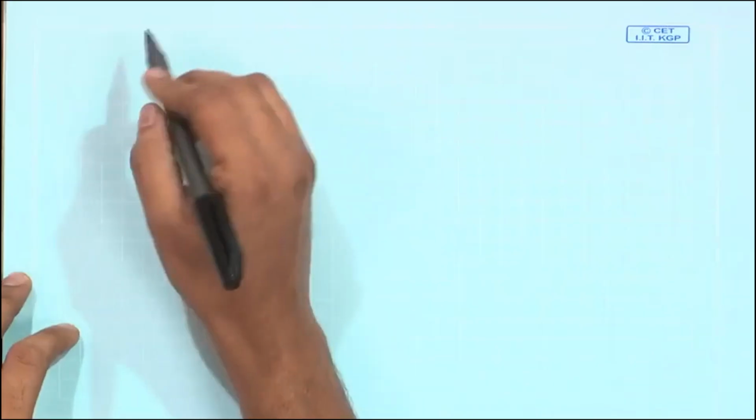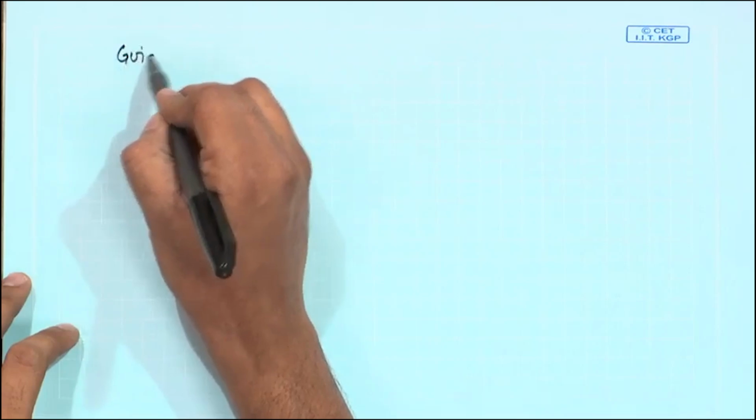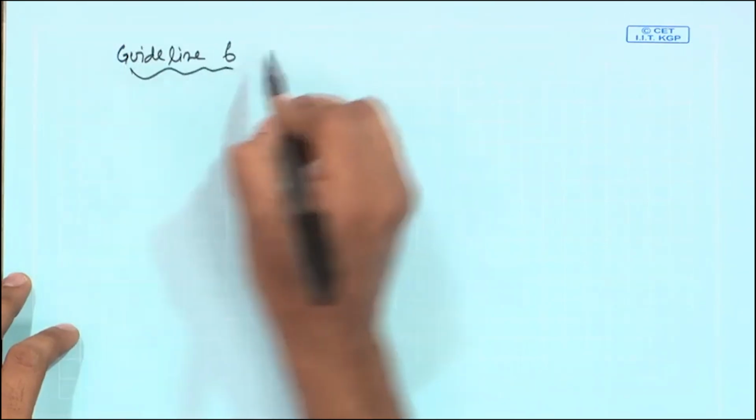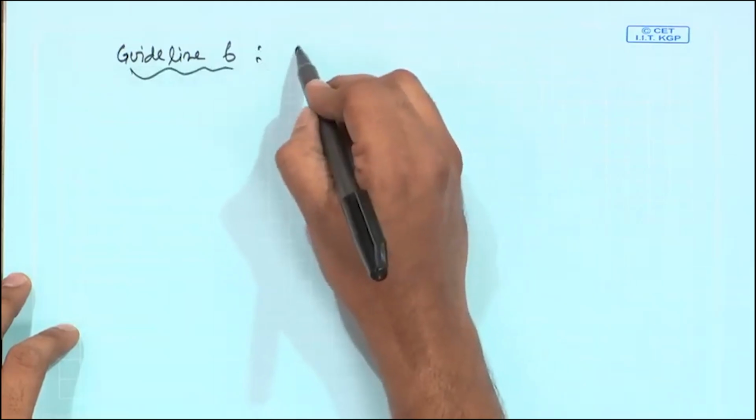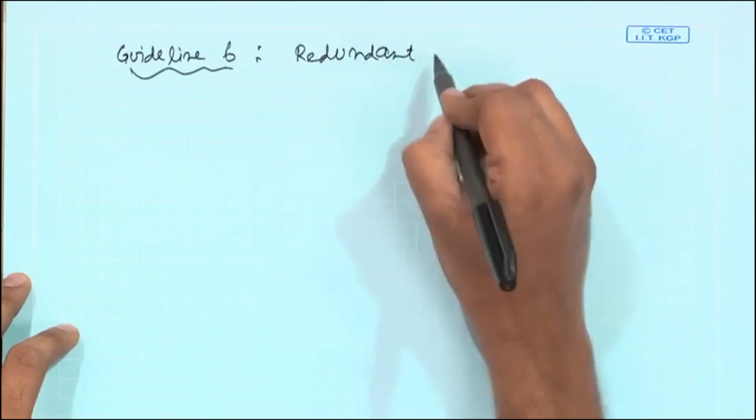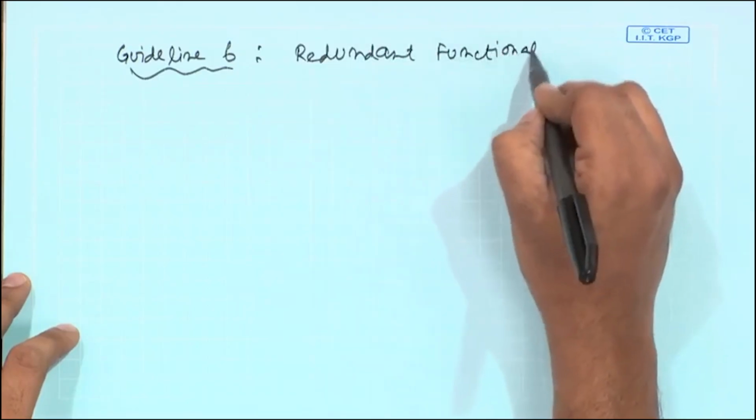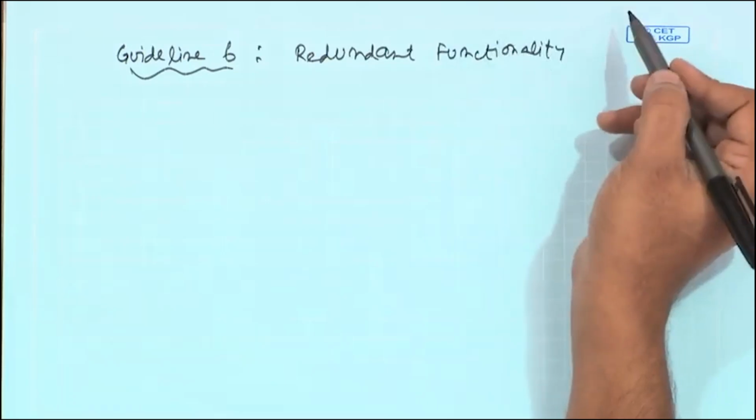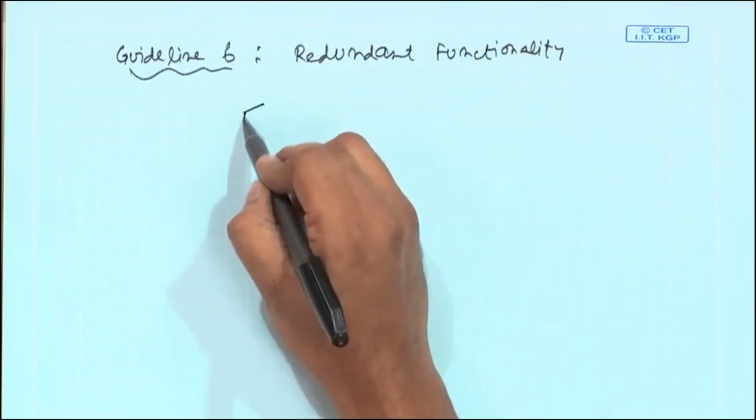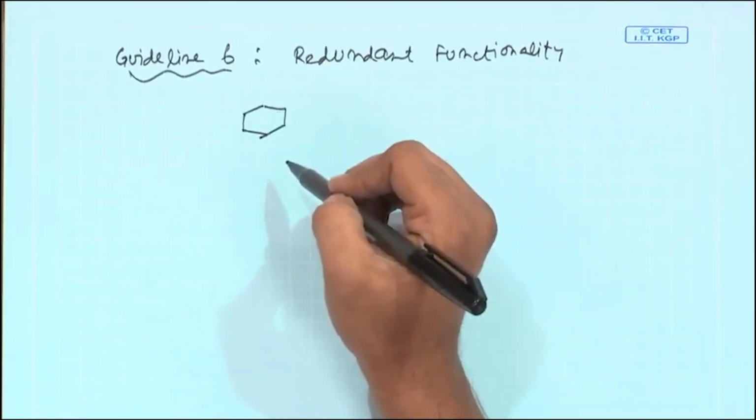Now, we will focus on our final guideline for functional group based disconnection, guideline 6. Guideline 6 mainly focuses on redundant functionality. We sometimes discussed redundant functionality, but not in detail. Redundant functionalities are those functional groups which are absolutely required for FGI, but are not a part of the final target molecule.